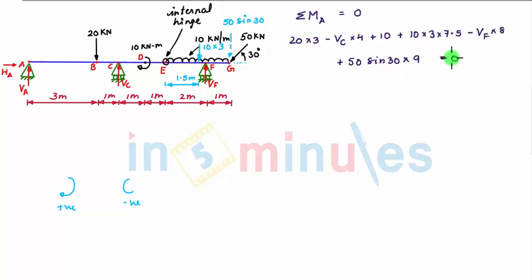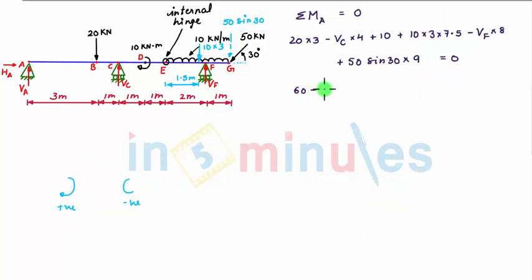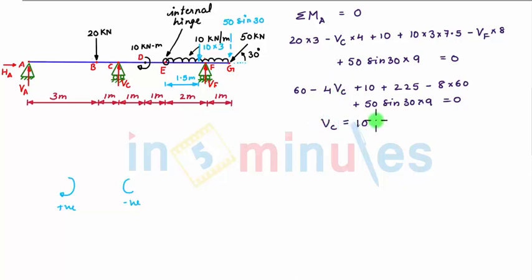to 0. So now upon substituting the value of VF equal to 60 kN, we have 60 minus 4 VC plus 10 plus 225 minus 8 into 60 plus 50 sine 30 into 9 is equal to 0. Now we see that only unknown is this VC. So after solving this, we get the value of VC as 10 kN and it is positive. That means the vertical support reaction is upward.